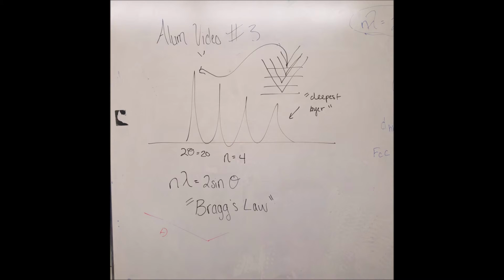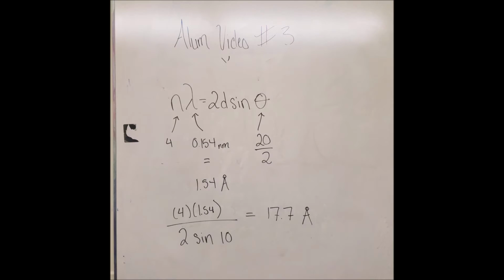We know that because the largest peak is on the left, the other peaks represent layers that are deeper than the first layer. As you can see in my calculation, we know n equals 4, and we know 2 theta is 20, and then we plug this into Bragg's Law, knowing the wavelength is 1.54 angstroms, and we get an answer of 17.7 angstroms for the D-spacing of the alum crystal.